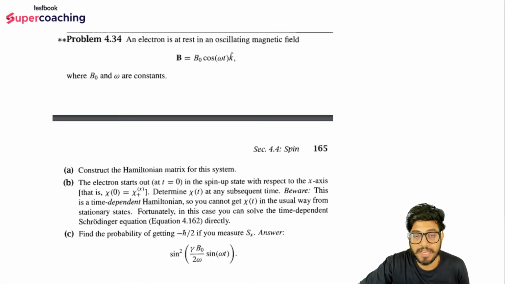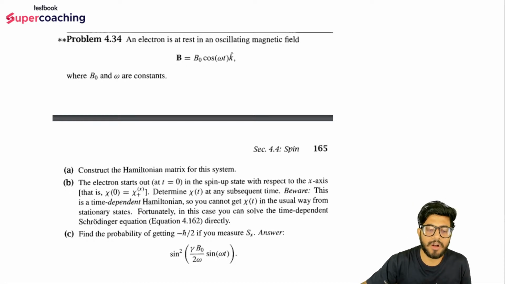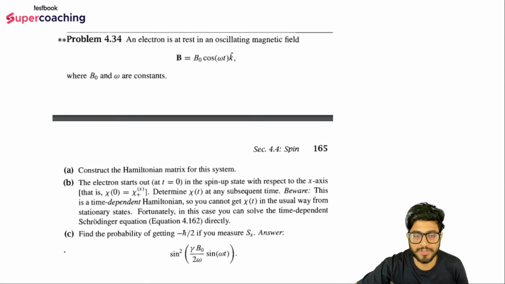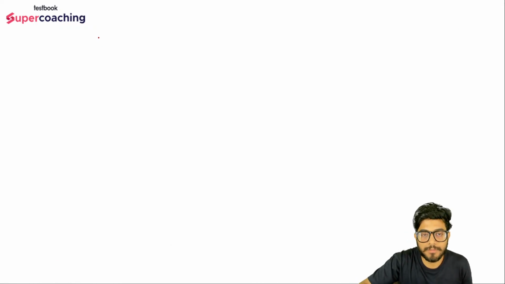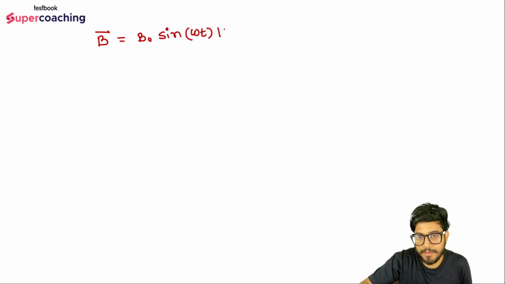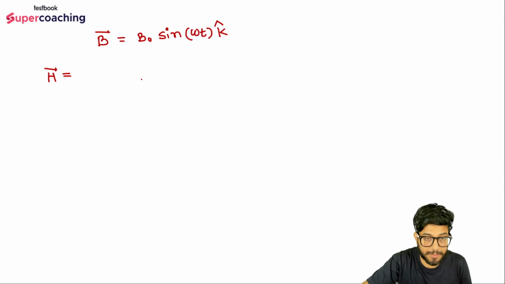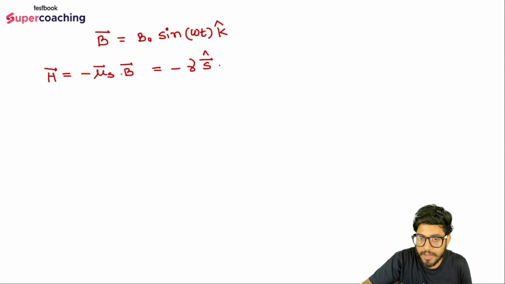Second question, the electron starts out at, okay, fine. So whatever they are saying, we will do like that. B equals B naught sine omega t k cap. Fine. So I know that the magnetic field B is B naught sine omega t k cap. Now I know that the Hamiltonian, which is the interaction energy of an electron which has a spin magnetic dipole, placed in an external magnetic field B, is given by negative of mu s dot B. What is mu s? Minus gamma into S vector operator dot B vector.